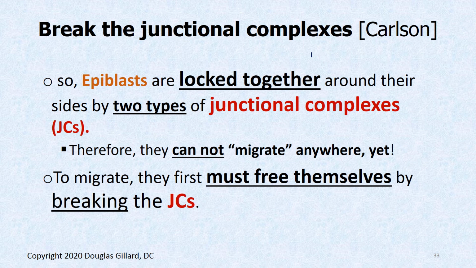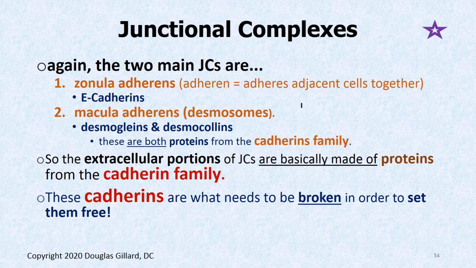And so we need to break these complexes up. Epiblasts are locked together by two types of junctions. We said that already. They have to free themselves. We already said the main types are zonula adherens and macula adherens. Come to find out, these rivet-type things are both made from the cadherin family. E-cadherin is what makes up zonula adherens. The desmogleins and desmocollins, which desmosomes are made of, are also from the cadherin family.